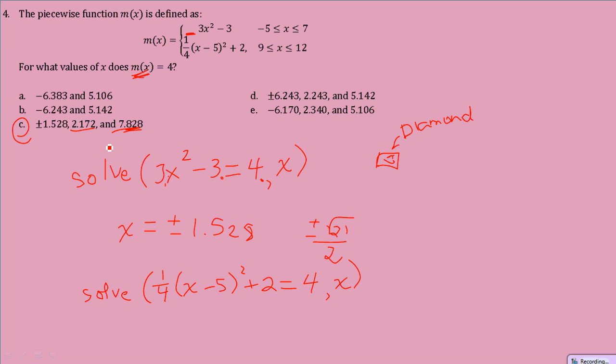Now I want to point something out. Technically C is not your answer because remember everything has to fit within these bounds. The first function gave us positive and negative 1.528, and that fits in here because negative 1.528 is in between these two and positive 1.528 is in between these two also. But you see that 2.172 and 7.828 is not actually in here.